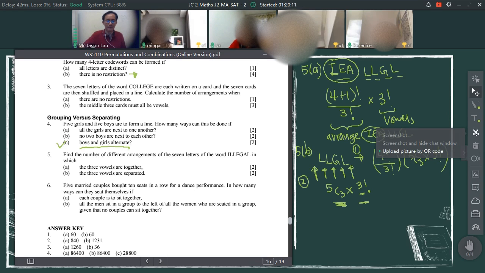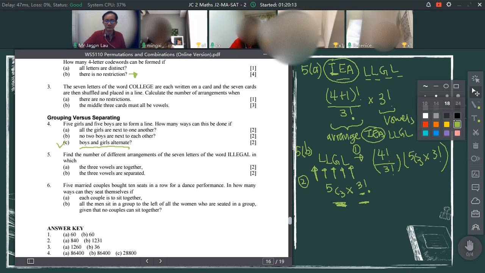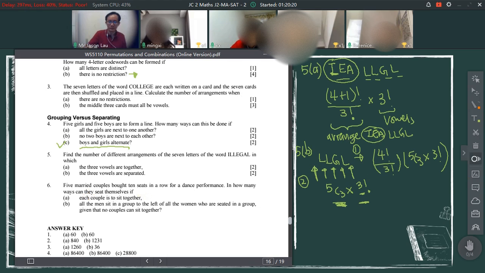Then number 6. You have 5 married couples and 10 seats for a dance. How many ways can they sit if each couple is to sit together in a row? Is it done? The 5, I can erase.